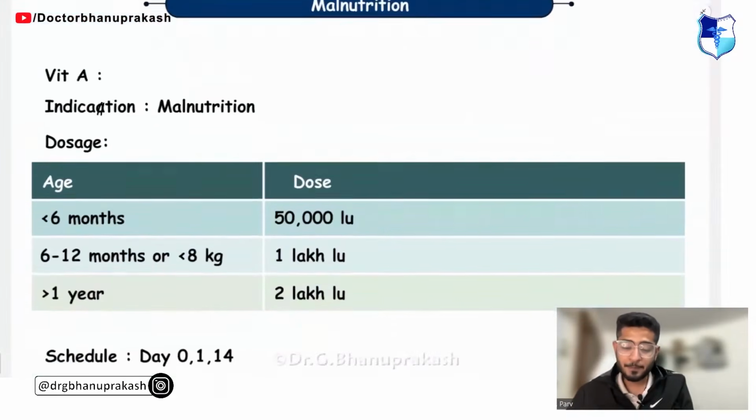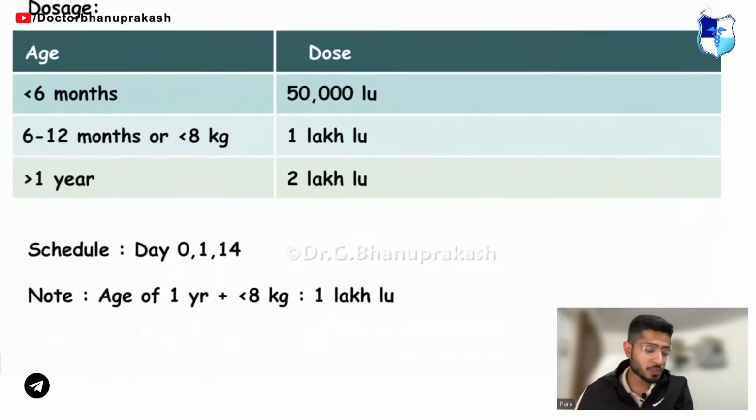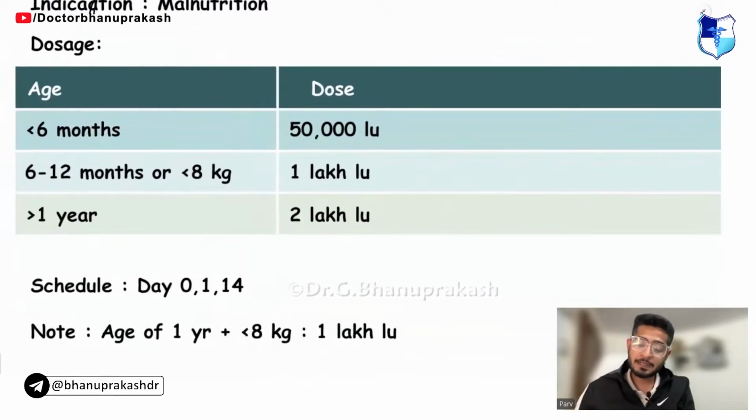Vitamin A can also be decreased, so you have to remember the dosage of vitamin A. If the child is less than 6 months, we have to give 50,000 international units. For 6 months to 12 months, remember 12 months is 1 year, you have to give 1 lakh. It's very easy to remember: 6 months, 50,000; 1 year, 1 lakh; more than 1 year, 2 lakh.